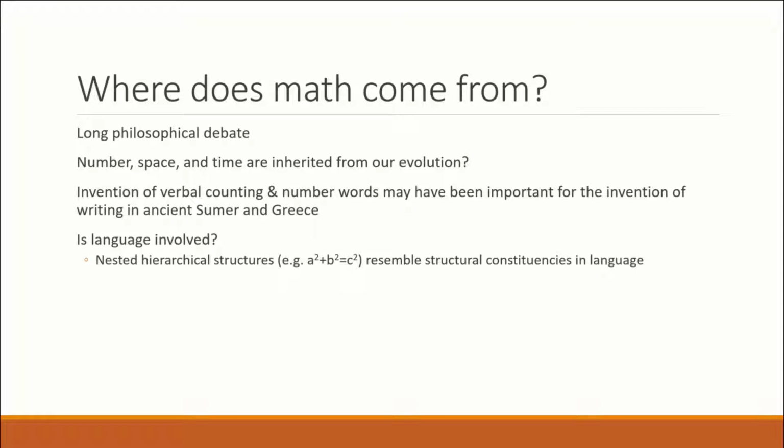This is plausible because the nested hierarchical structures found in mathematical expressions resemble structural constituencies in natural language syntax. For example, the variable a is nested within the exponential operation in a squared, and the operation a squared plus b squared is nested on the left side of the entire expression.